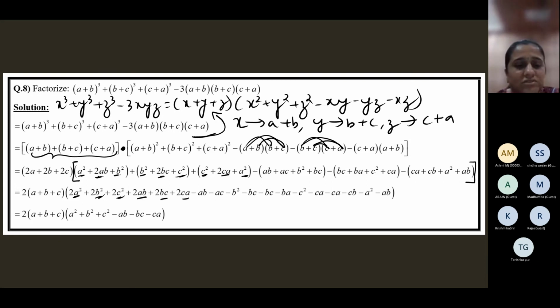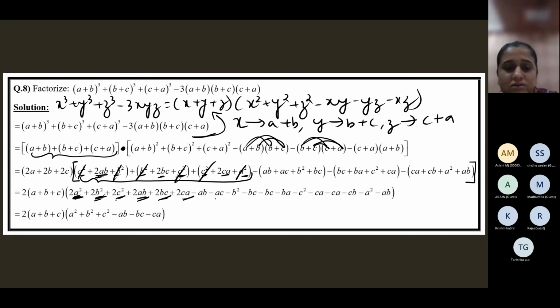Because here everything is positive, so no problem. See here, everything is positive here, children. Till here, everything is positive. See this bracket from here to here: a square plus 2ab plus b square plus b square plus 2bc plus c square. Everything is positive. So a square, there's a square and there's a square here, so 2a square. There's b square, c square, c square. Then 2ab, 2bc, 2ca. So you can see all that here: 2a square, 2b square, 2c square, 2ab, 2bc, 2ca.